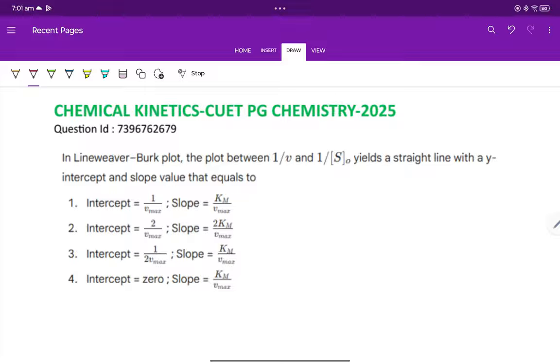So in this question, you can see that it asks about the Lineweaver-Burk plot. It is also called the double reciprocal plot. This question is from enzyme catalysis, a very important topic. As I said, this Lineweaver-Burk plot is also called the double reciprocal plot.